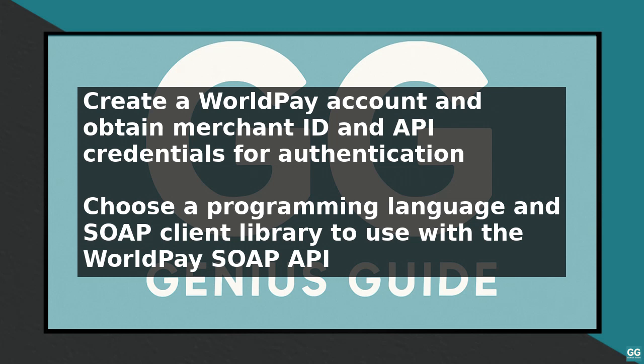Authenticating API requests. To authenticate your API requests, you need to include your API credentials in the SOAP header of your request. You can do this by creating a SOAP header element and adding your credentials to it. You should also ensure that your API requests are encrypted using SSL or TLS.